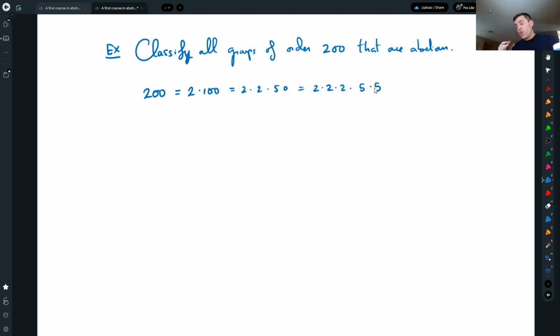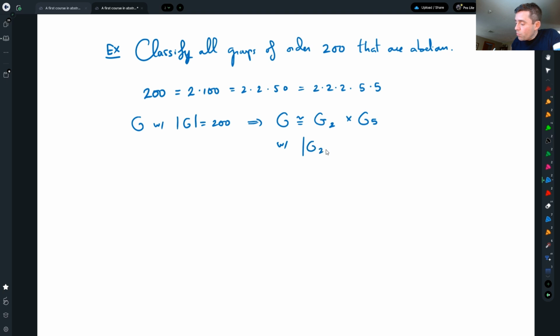And each one of the factorizations of this number into different prime powers is going to give me all the possibilities for a finite abelian group. So first of all, if G has size 200, then G is going to be isomorphic to the 2 primary component times the 5 primary component, where the size of the 2 primary component is the power of 2 that appears, so 2 to the 3, and the size of the 5 primary component is, whoops, not 2 to the 5, 5 squared. Okay, so what I need to know is what are the possibilities for the 2 primary component, and what are the possibilities for the 5 primary component, and that will give me all the possibilities.